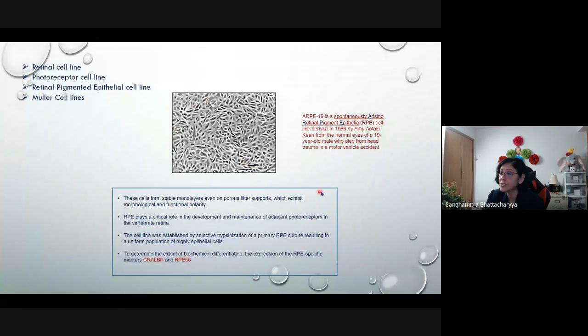The characteristic feature of these cells is that they form stable monolayers even on porous filter supports, which we normally use for our experiments, since they exhibit morphological and functional polarity very neatly and nicely. The RPE plays a critical role in the development and maintenance of the adjacent photoreceptors in the vertebrate retina. In order to understand whether the cells are growing nicely and properly, we use RPE-specific markers, and we label the cells with these two markers and look for a nice fluorescing picture.